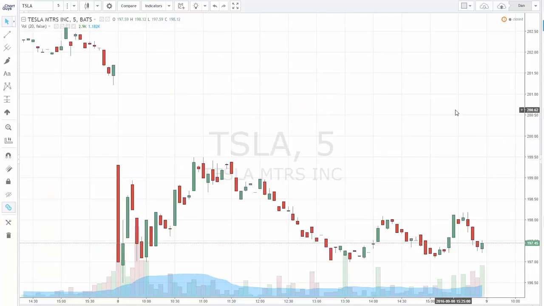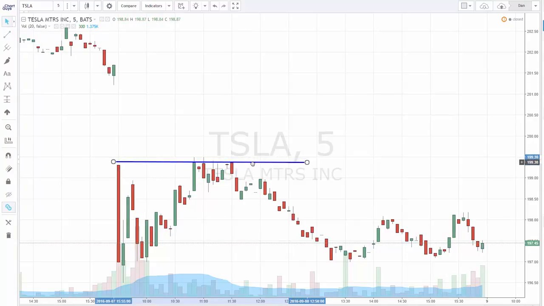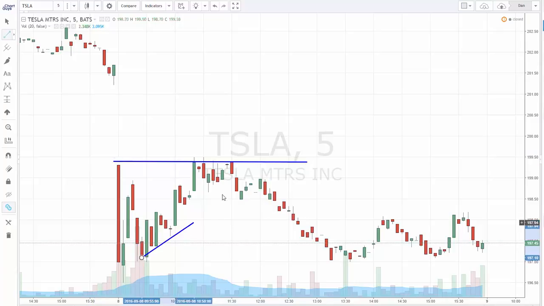Next pattern we're going to look at is the Tesla 5-minute. This one we pointed out pretty early in the day by 11:30, and this was really an educated guess. What we saw here was high of the day around, let's say, 199.39, and we see a series of higher lows. So we connect the dots.